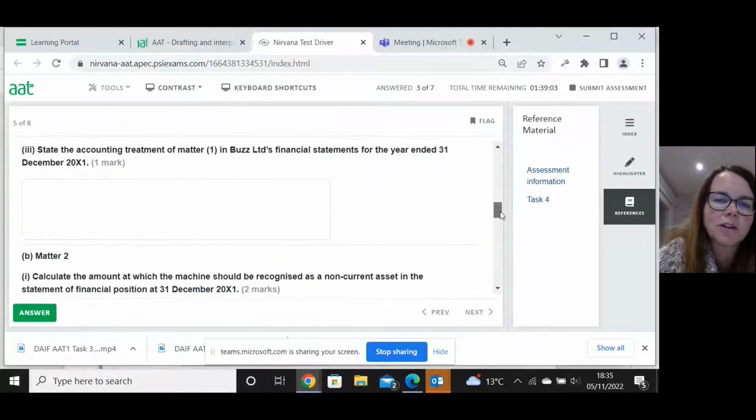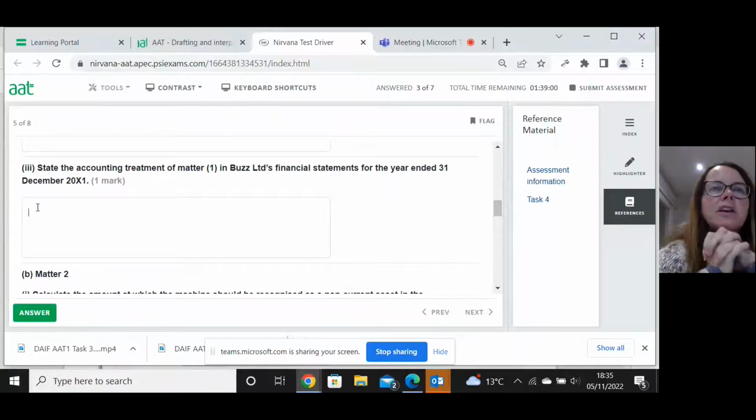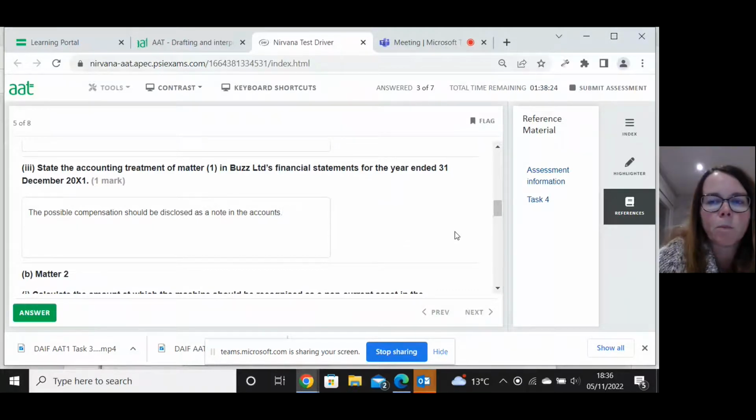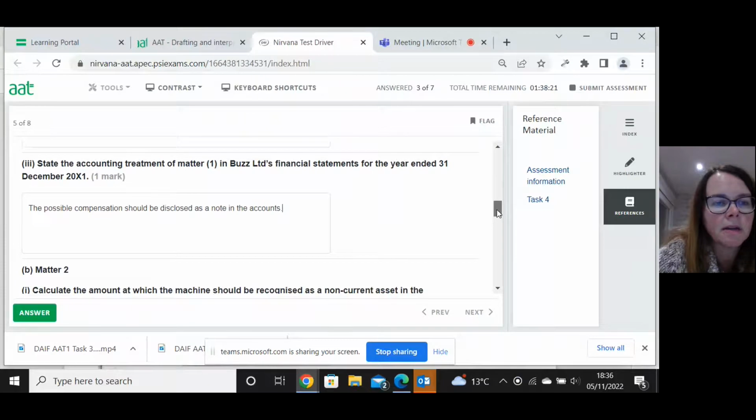State the accounting treatment of this matter in the financial statements. So I know that when I've got a contingent liability, let's just work back. If it's certain, it's a liability. If it's probable, it's a provision, and we adjust the accounts, we provide for it. If it's only possible, we have to disclose. So the possible compensation should be disclosed as a note in the accounts. 1 mark. Right, that's it for that one.